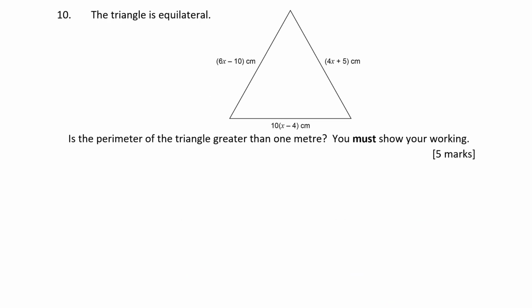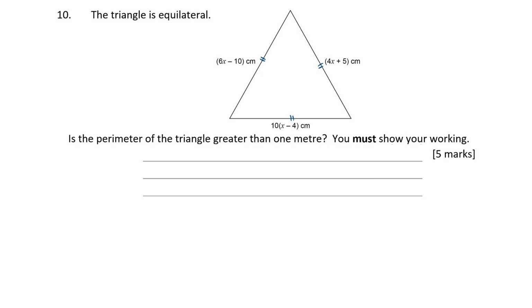Question 10. This triangle is equilateral. Is the perimeter of the triangle greater than 1 meter? You must show your working. Okay, so I've been given 3 sides of an equilateral triangle, but each side has been given algebraically, and it's a different algebraic expression. So this one is equal to this one is equal to this one. So that means that those 3 algebraic expressions must be equal to each other.